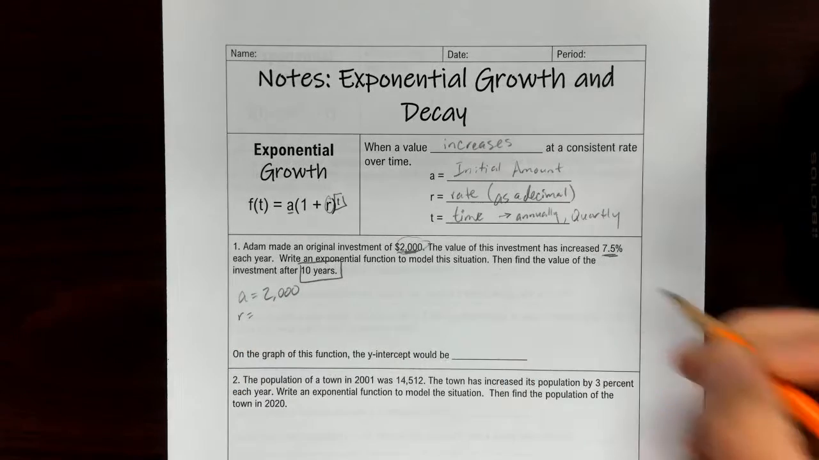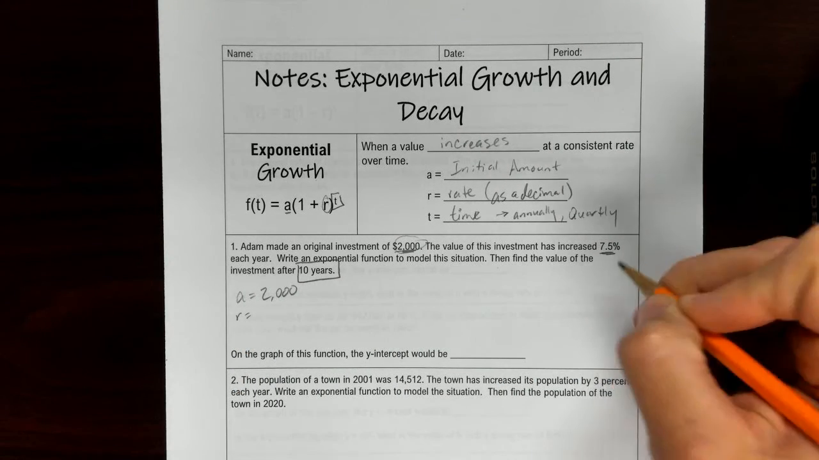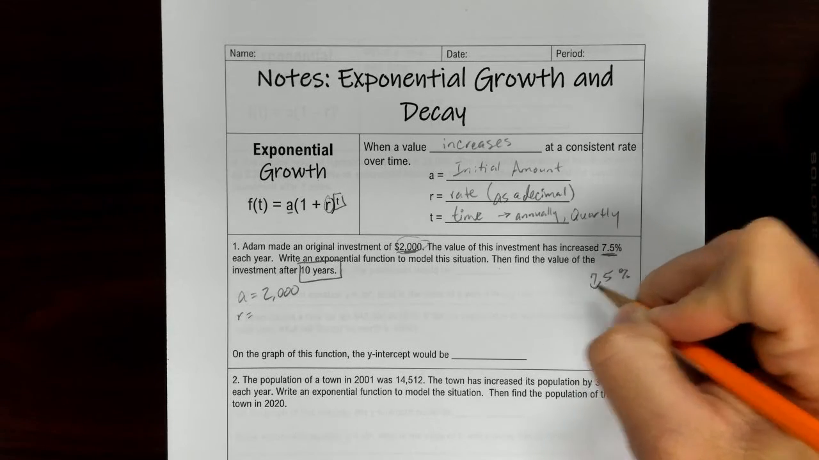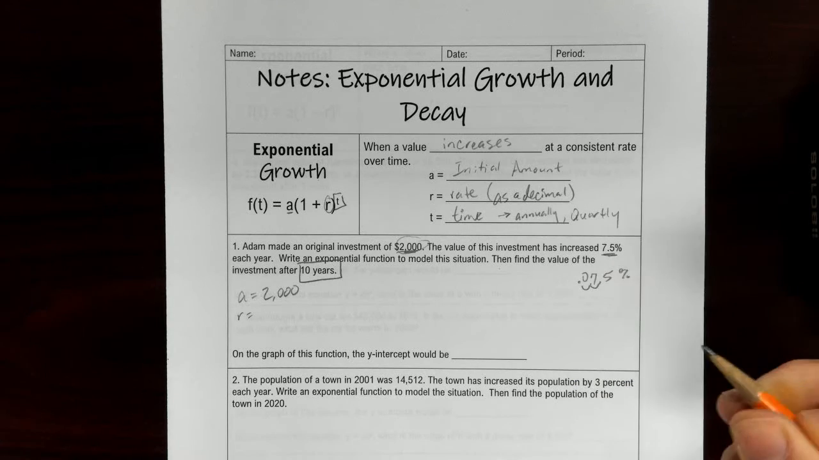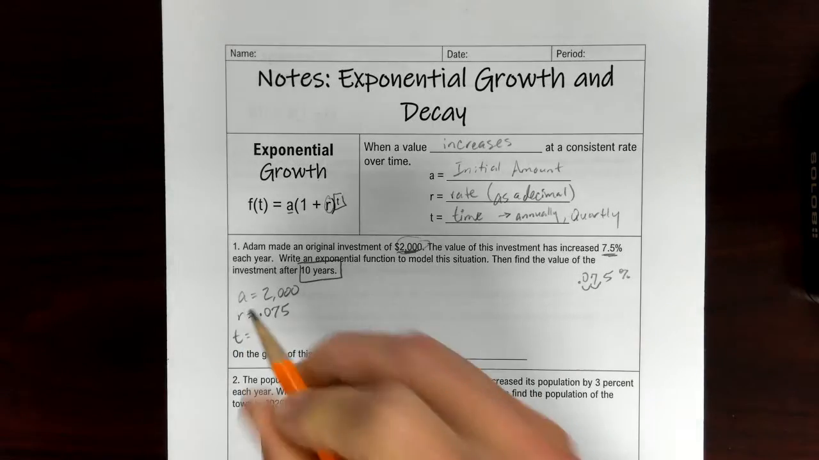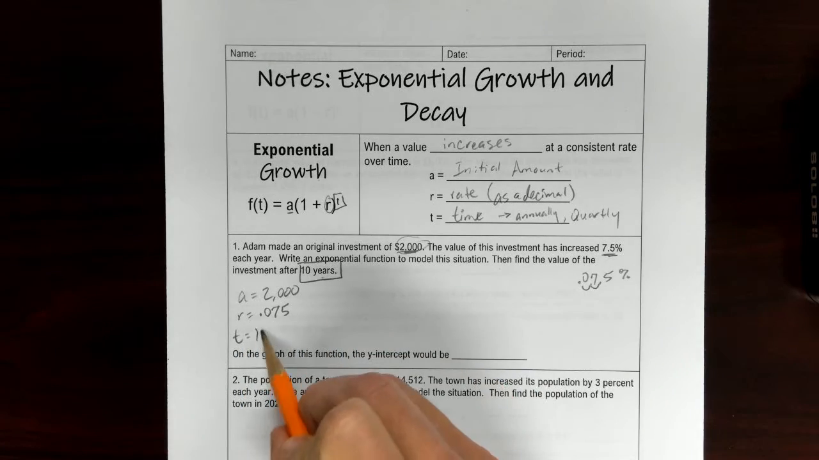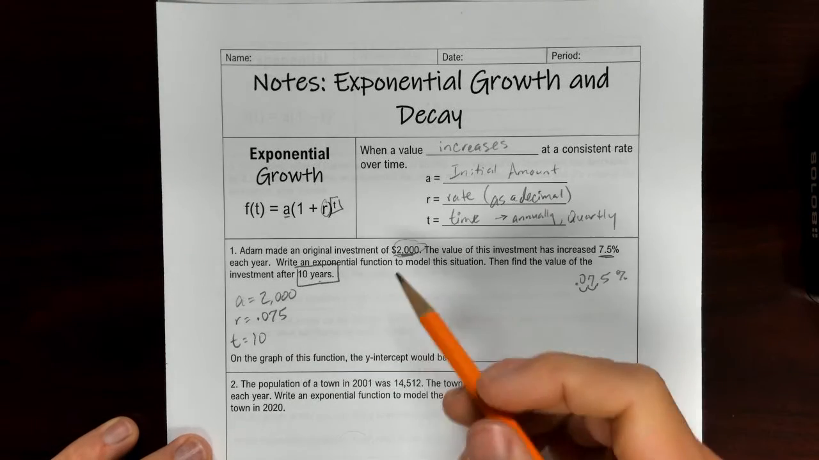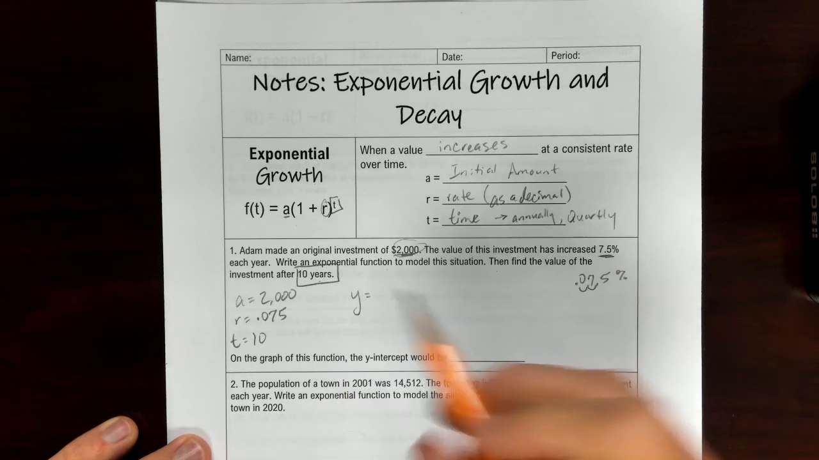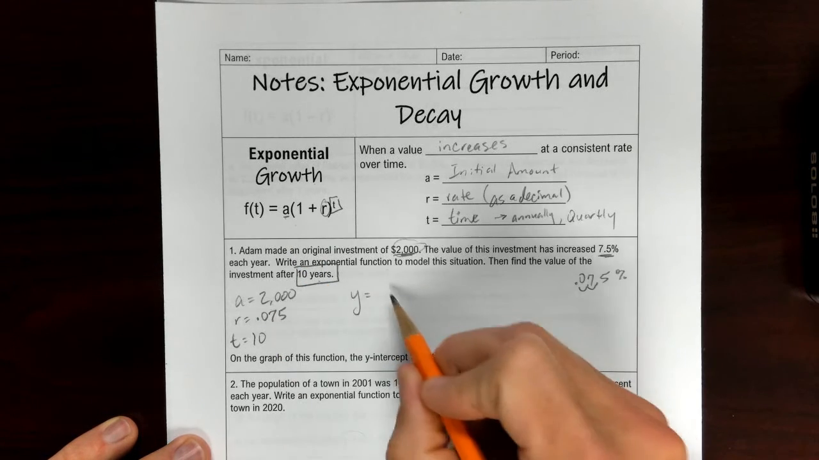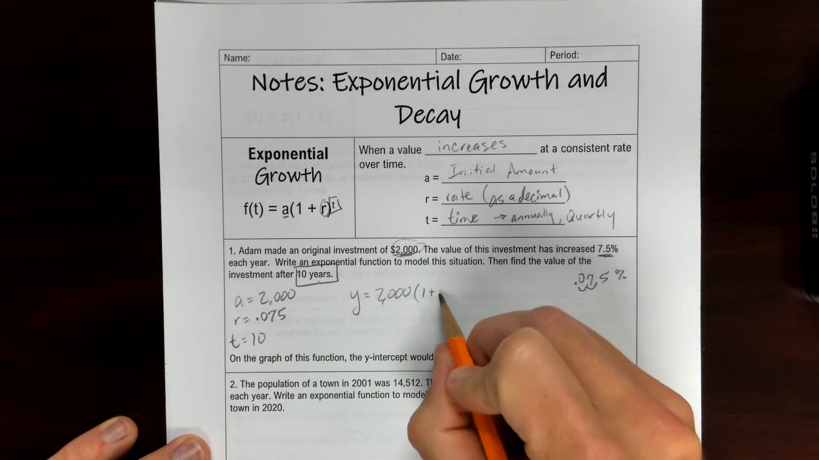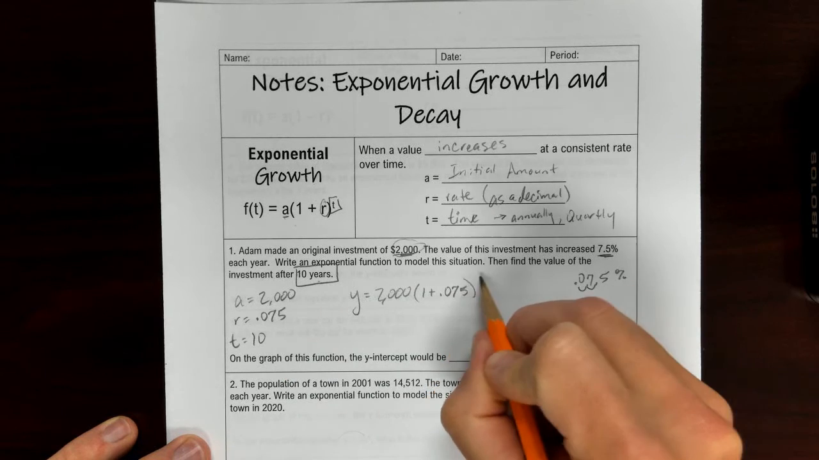R, which is your rate, is going to be this as a decimal. Now 7.5%, in order to make that a decimal, you need to move the decimal 2 places. So it's going to be 0.075. And then T is your time, which in this case is 10 years. Alright, so all you're going to do is plug this into the formula. So f of t, or we could say y, it's the same exact thing, is equal to A, which we know in this case is 2,000, times 1 plus R, which is 0.075, raised to the 10th power.